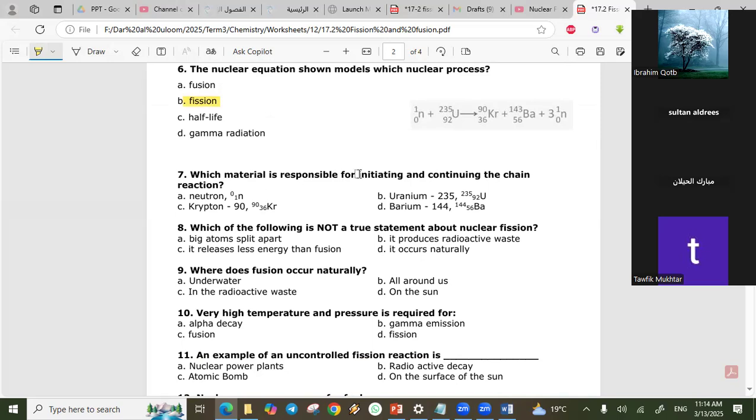Which material is responsible for initiating and continuing the chain reaction? Neutron, uranium, krypton, barium. It needs a material, so we choose uranium.